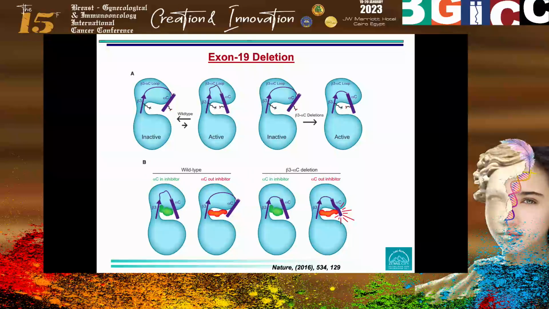Upon this mutation, the exon 19 deletion, the loop connecting the beta 3 helix and the alpha C gets shorter, and the kinase equilibrium is now shifted towards the active form of the kinase, which allows the binding of only type 1 inhibitors. Type 2 inhibitors are no longer finding a place for binding, because the pocket is getting smaller because of this constitutive activity of the kinase.